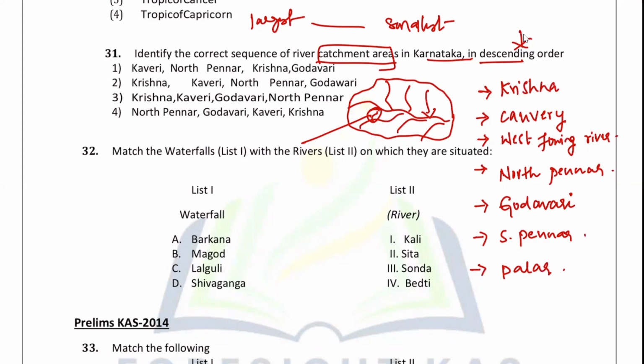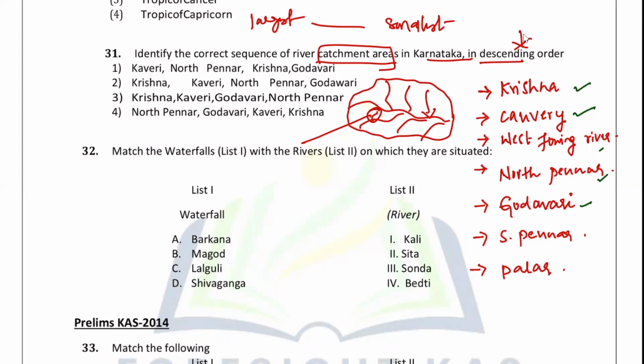Karnataka? So I have listed some of the catchment areas in Karnataka. Krishna is the highest, which covers many districts. Second, the Kaveri and west flowing rivers like Bedti, Kali Nadi, etc. North Pennar, which originates in the Nandi Hills near Bengaluru and flows into Tamil Nadu. Then Godavari, which flows into Andhra Pradesh from Maharashtra.